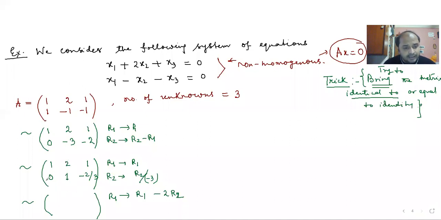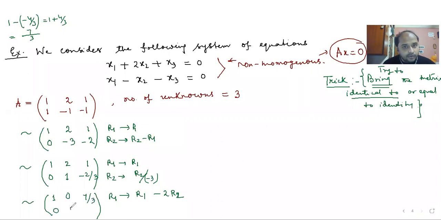So what do we get? 2 into 0 is 0, so 1 minus 0 is 1. 2 into 1 is 2, 2 minus 2 is 0. And 2 into 2 is 4, minus 4 by 3, so 1 minus 4 by 3, that is equal to 1 plus 4 by 3. So that is 7 by 3.